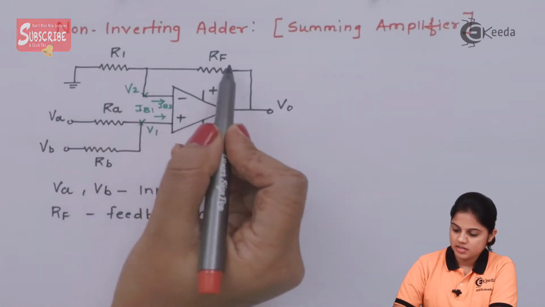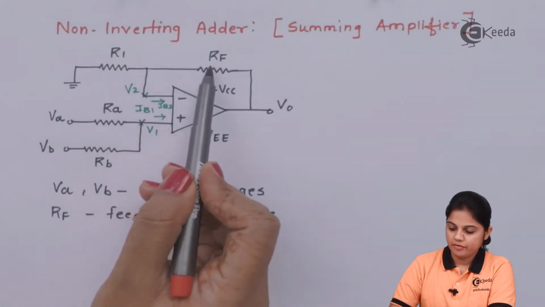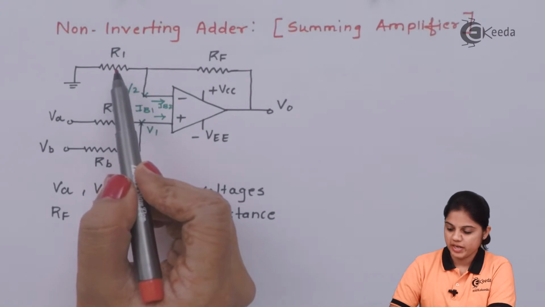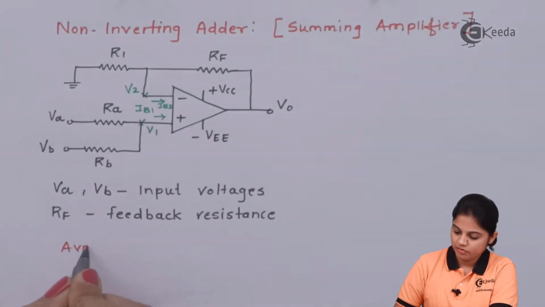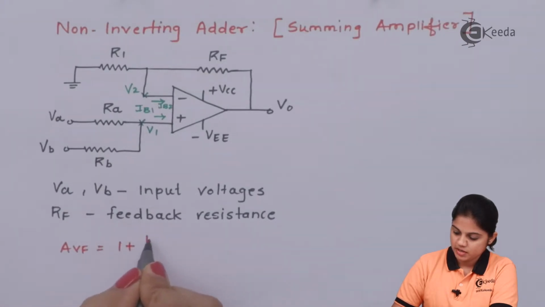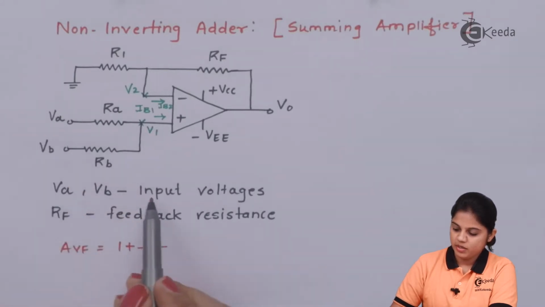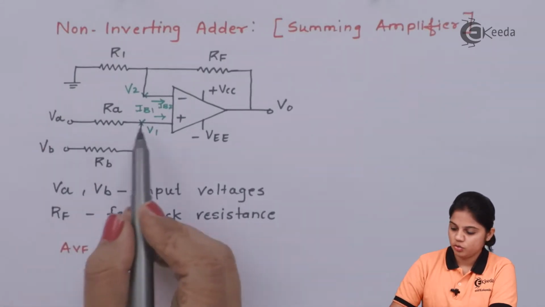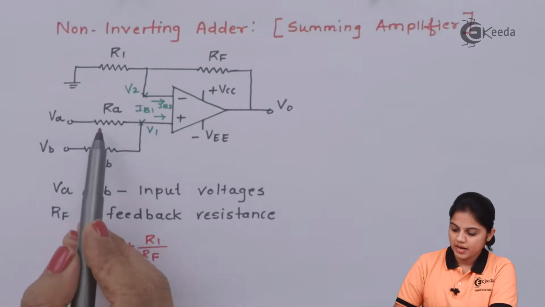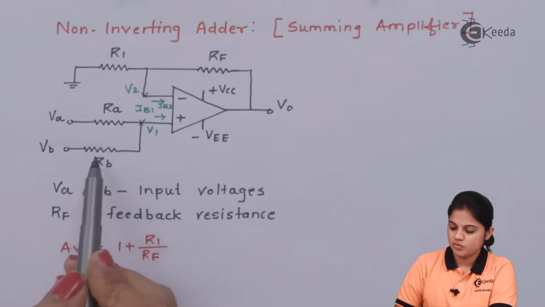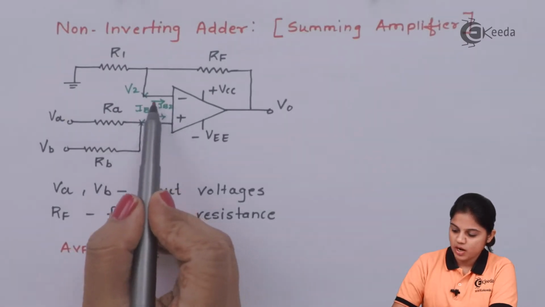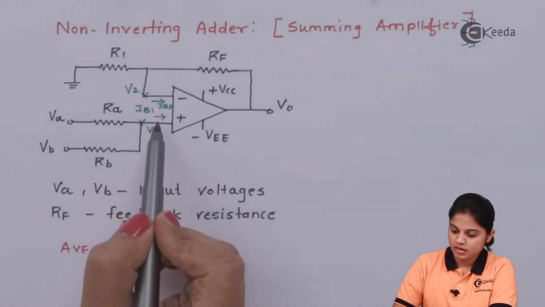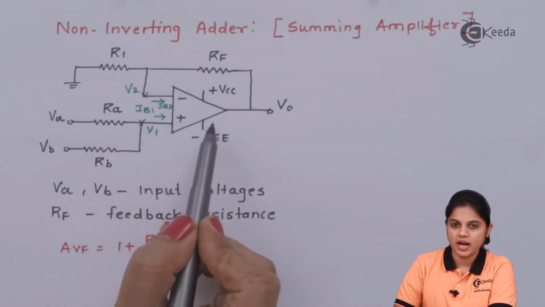RF and R1, these resistances will provide the closed loop gain. Since it is a non-inverting configuration, closed loop gain of an amplifier will be 1 plus RF upon R1. VA and VB are the input voltages which are given to the non-inverting terminal. RA and RB are the resistances which are connected to the non-inverting terminal. IB1 and IB2 are the internal currents which are usually 0 if this is the ideal op-amp.